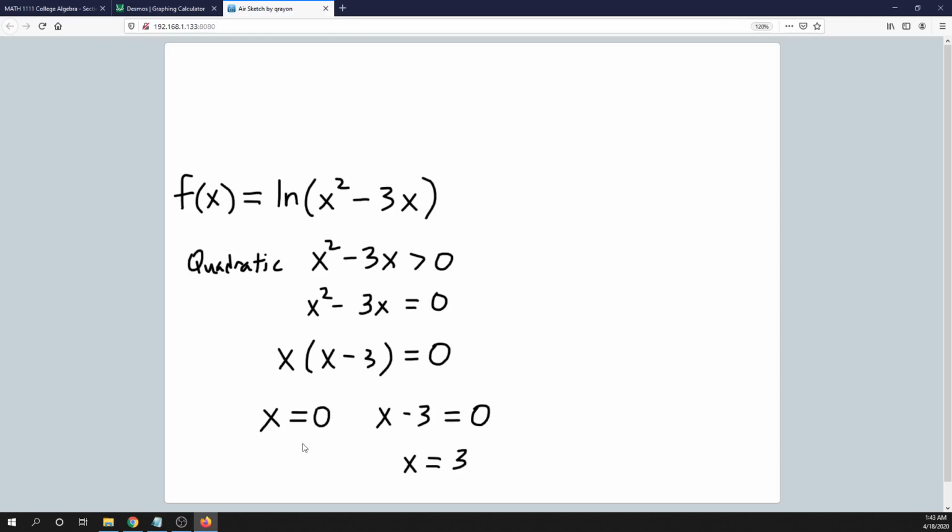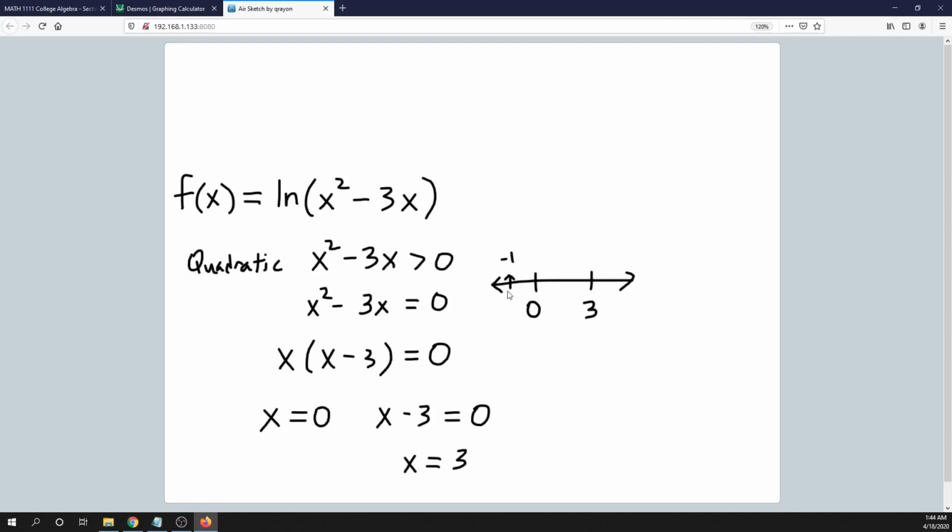Okay, so when you get those two solutions for a quadratic inequality, it's not enough to just say 0 and 3, because there's a lot more solutions than just 0 and 3. What you need to do is take those numbers and put them on a number line. So I put the solutions that I get from the equation on a number line. That's going to break the number line up into 3 pieces: this piece over here to the left of 0, this piece between 0 and 3, and this piece to the right of 3. And what you need to do is pick some test points on each one of those pieces.